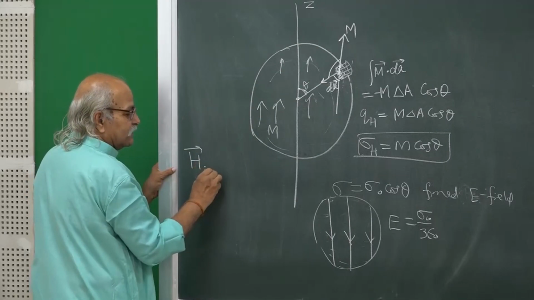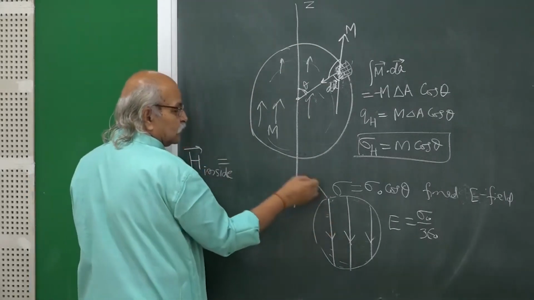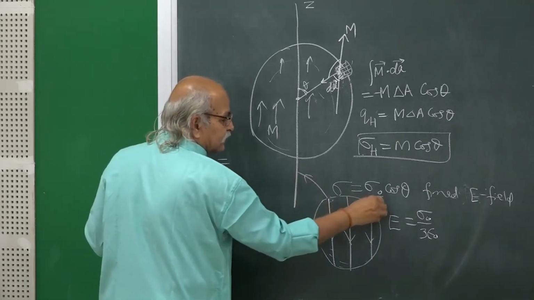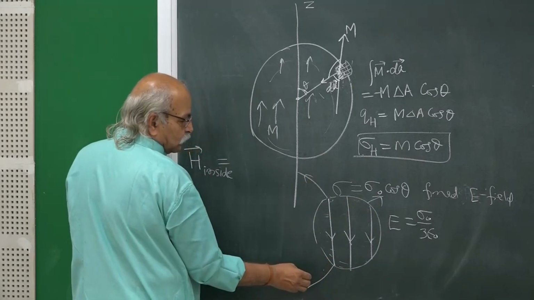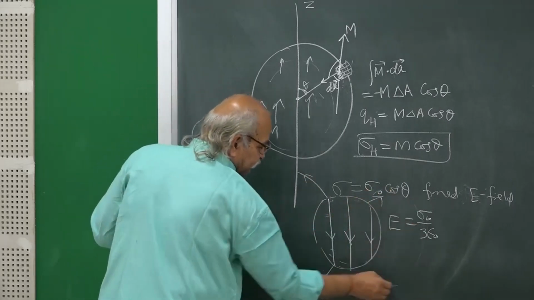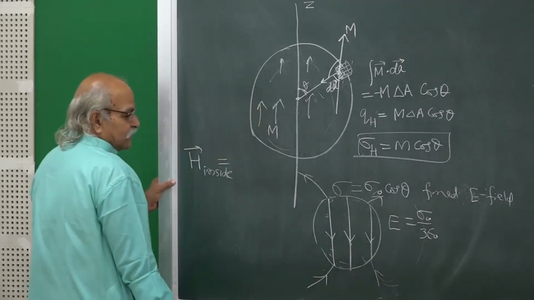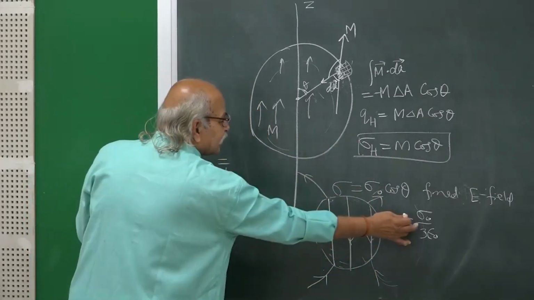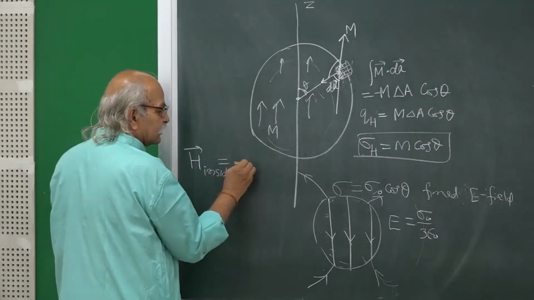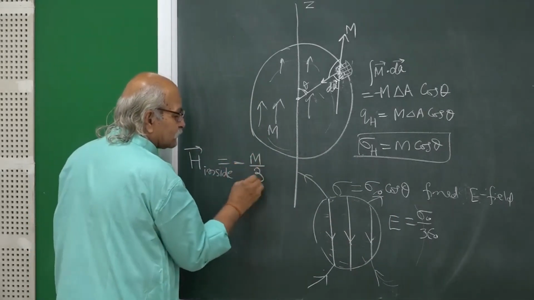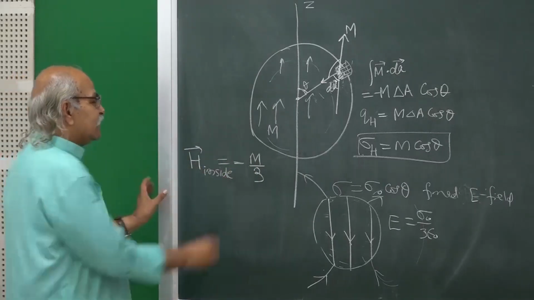I am only writing inside. Outside you also have H, and outside you also have your electric field like a dipole. So those things will come like this. It is like a dipole field. But inside, let us write H inside, it will be minus m over 3 epsilon naught. This will be H inside.